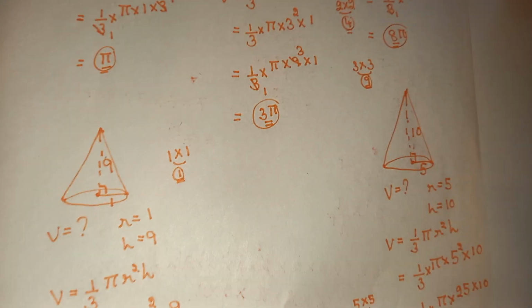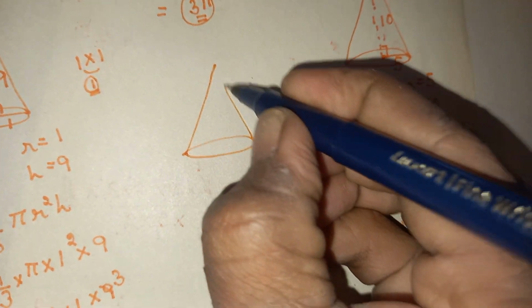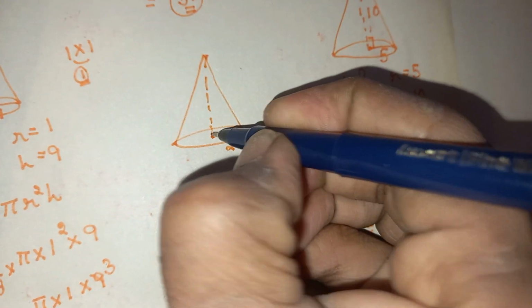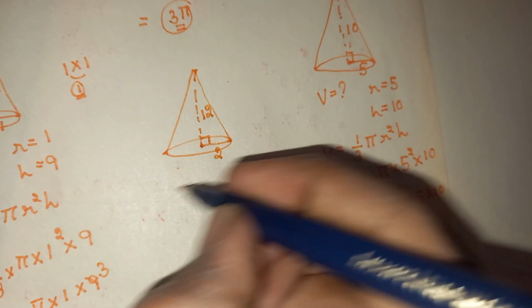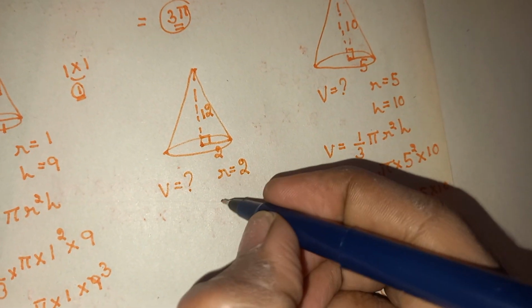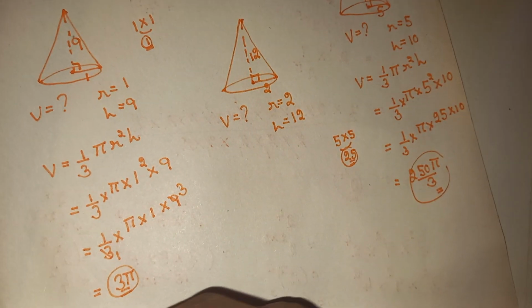I give one more cone. Tell the answer in the comment section. This cone has a radius of 2 units and a perpendicular height of 12 units. What's the volume of this cone? Radius is 2 units and perpendicular height is 12 units. Tell the answer in the comment section.